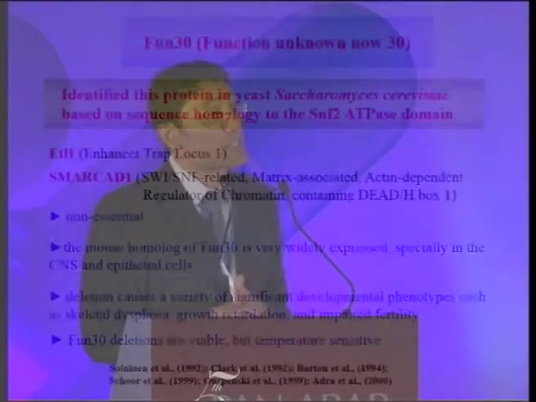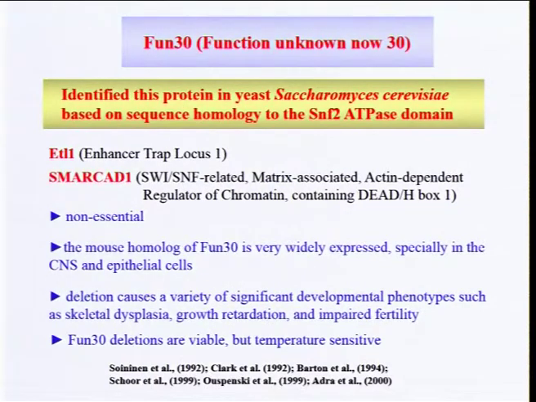One of the proteins that we have recently been working on is called FUN30. It stands for Function Unknown Now 30. It's a protein that was identified based on sequence homology to the ATPase domain of known chromatin remodelers. The mouse version of this protein is called ETL1, and in humans, this protein is called SMARCAD1. It's a non-essential protein, meaning that if you delete the gene, the cells survive. In mouse, it is widely expressed, and deletions can cause significant developmental phenotypes.